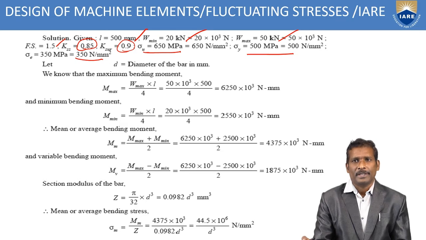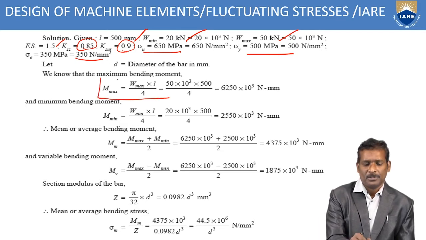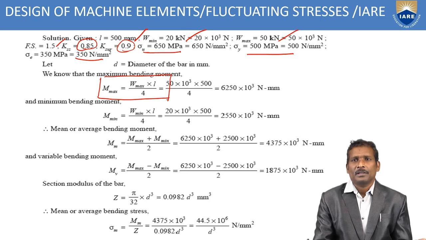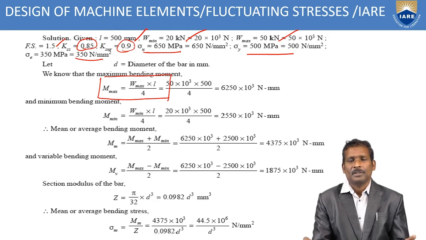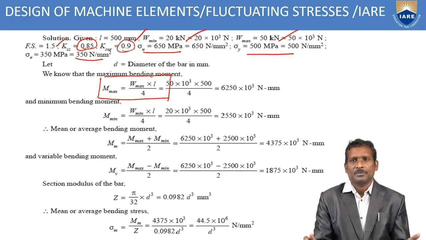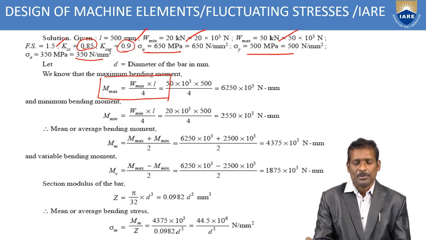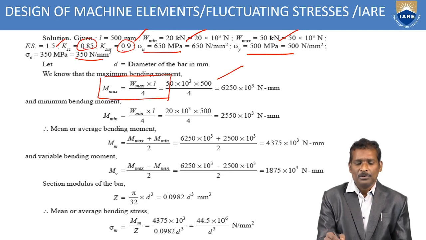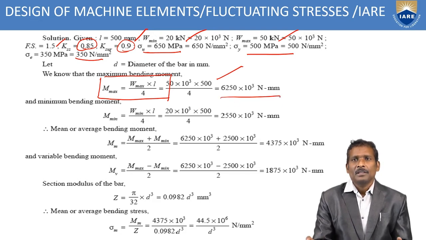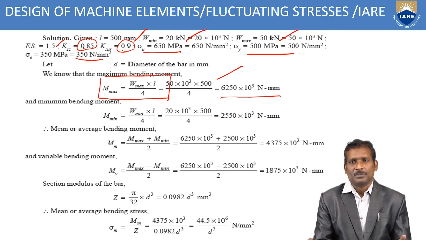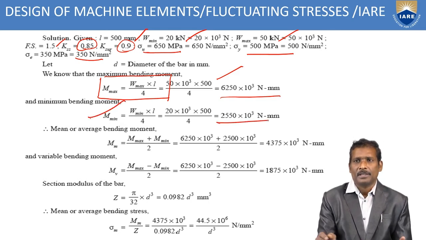We know that the maximum bending moment formula is M equals WL by 4. Why? Because in the given problem, the circular bar acts as a simply supported beam. So WL by 4: the W value is known and the L also is known. Substitute those values in this relation and you will get the bending moment. Similarly, calculate the minimum bending moment.